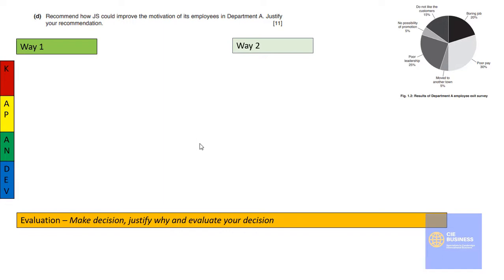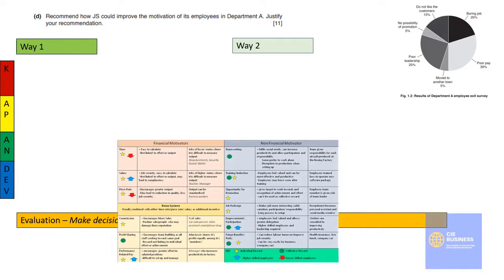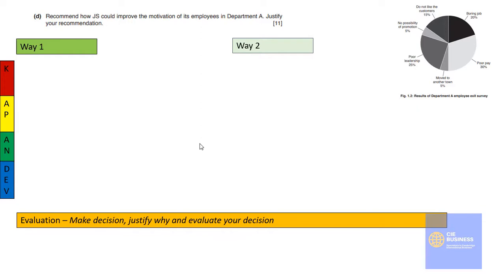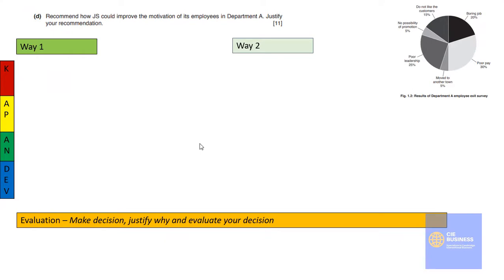As we have seen in the motivational toolkit, you have a huge choice of different ways of improving motivation. What is absolutely crucial is choosing a way which you can apply to the case study. For students that don't apply their answer to JobShop, the maximum they can score is 4 out of 11. I've included figure 1.2 from the case study, which shows the different reasons why employees left Department A. Let's choose the most popular reason for leaving, poor pay, to start the chain of analysis to increase motivation. So, JobShop can pay its employees more.